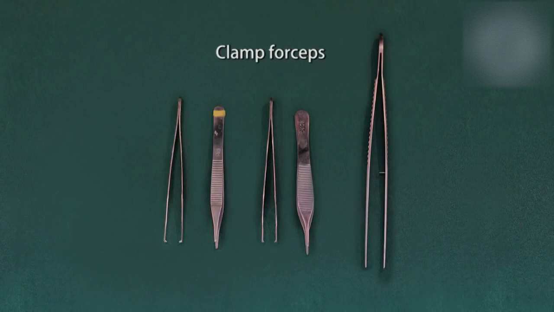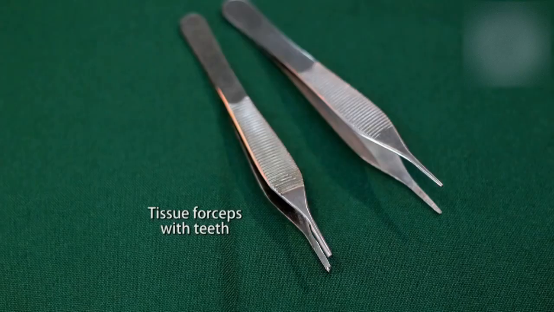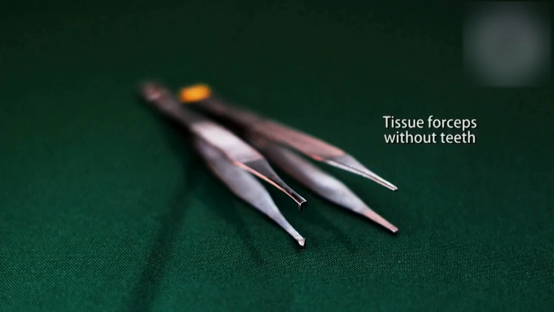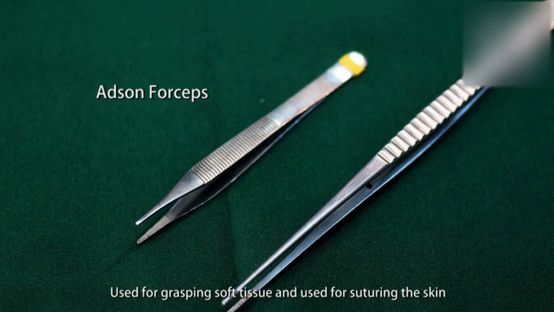Pickup forceps. DeBakey forceps, for grasping deeper organs. Tissue forceps with teeth, for grasping skin and vascular tissues. Tissue forceps without teeth, for grasping visceral organs. Adson forceps, used for grasping soft tissue and for suturing the skin.